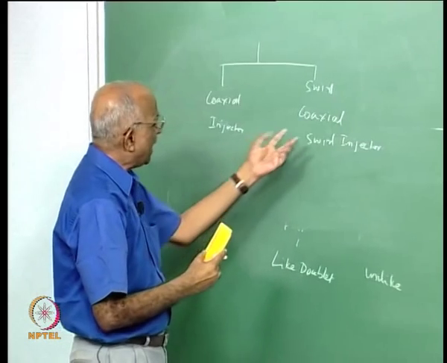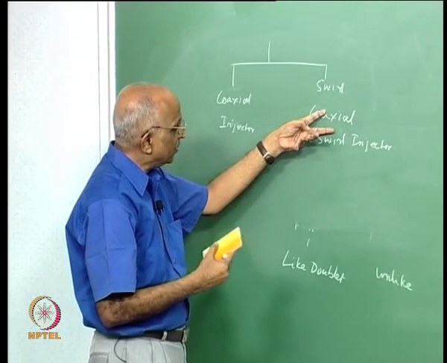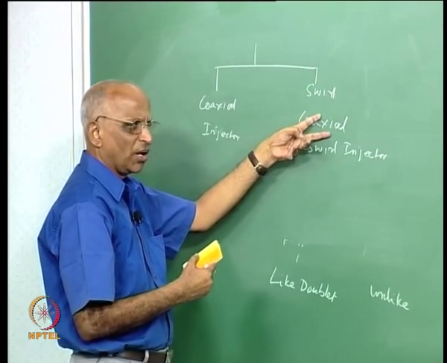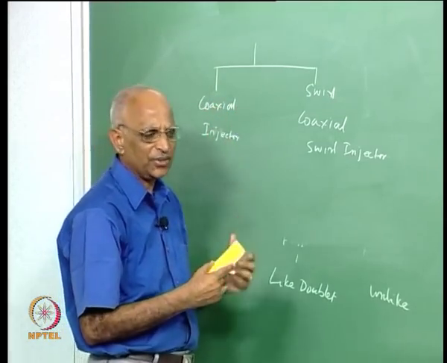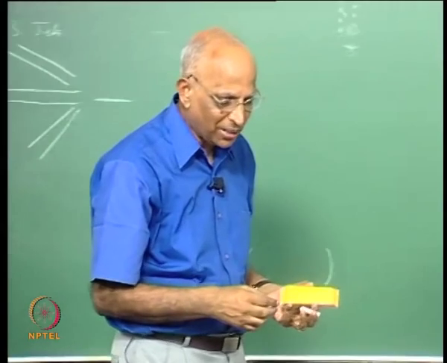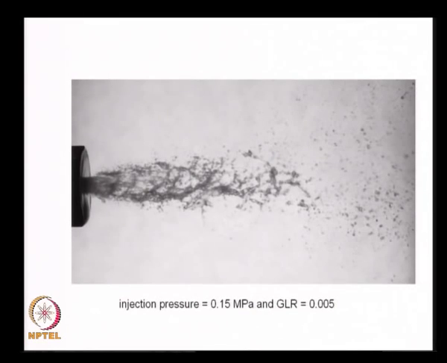People who come from the gas turbine side, rocket engineers or design engineers who come from the gas turbine side, are used to swirling, whereas a conventional rocket engineer is satisfied with a coaxial injector. I think this is all about injectors, but I have still not completed the portion, because I can always think in terms of different things.